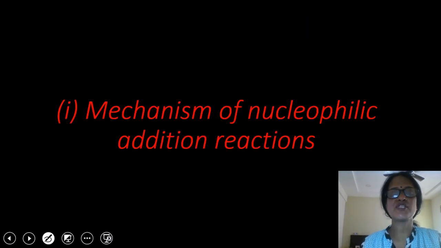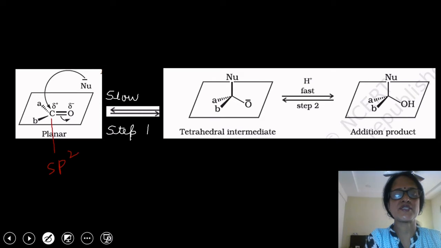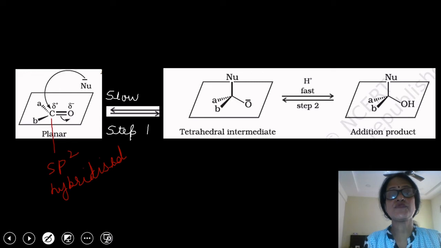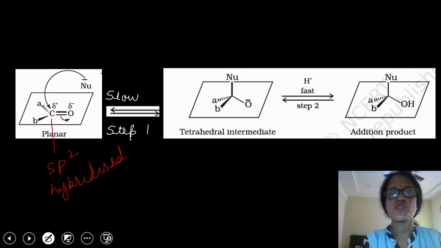Now I will discuss the mechanism of nucleophilic addition reactions with the help of this diagram. Just now I have discussed with you that in the case of aldehydes and ketones, the carbonyl carbon is sp2 hybridized. It consists of 3 sigma bonds which lie in one plane. And because of the difference in electronegativity, carbonyl carbon develops a partial positive charge and it acts as an electrophilic center. So nucleophile will attack on this electrophilic center.